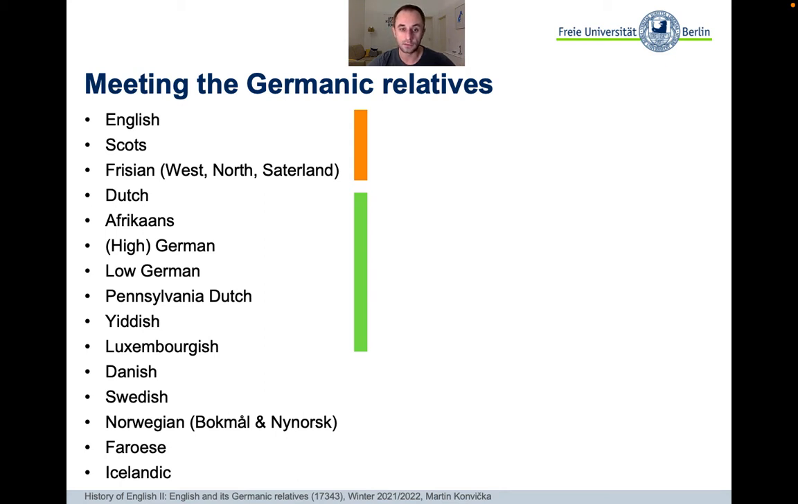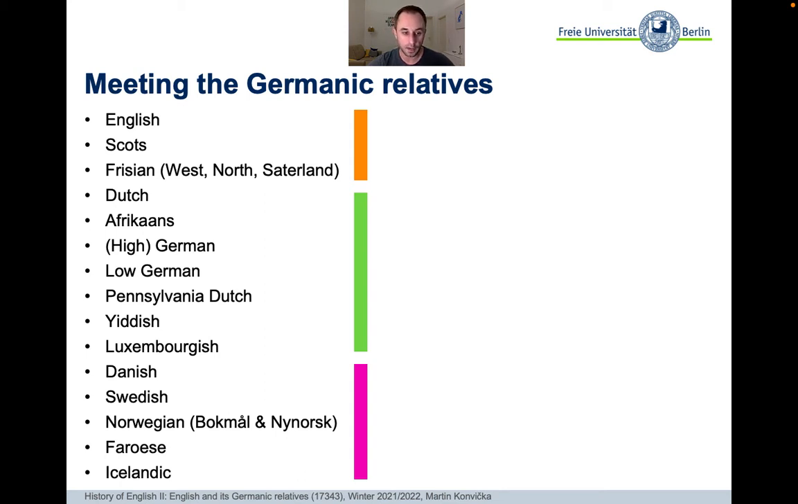Okay, so these two groups, English, Scots, and the Frisian languages, with these languages that I've just discussed, can sometimes also be grouped together as the West Germanic languages. West Germanic languages are contrasted with the North Germanic languages, sometimes also called Scandinavian languages, but this is not a correct term because Scandinavian would also comprise Finnish, which is not a Germanic language.